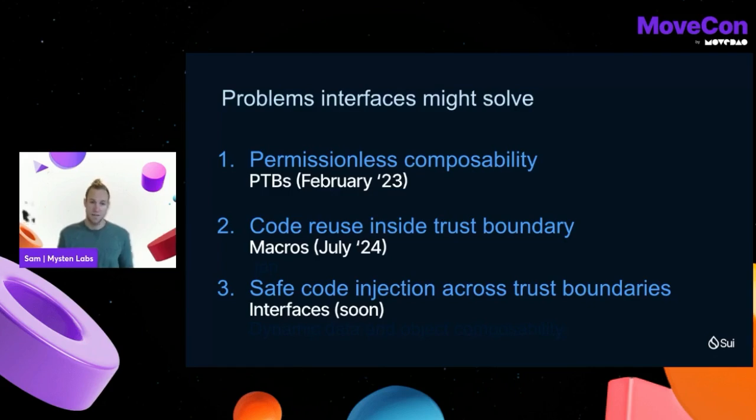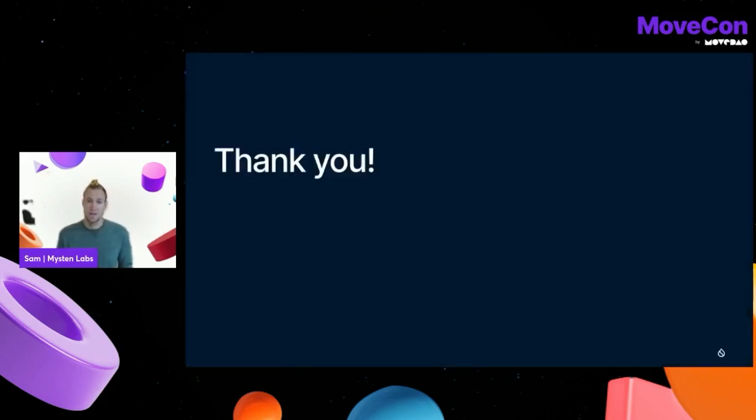So the last frontier in terms of interfaces is how do we do safe code injection across trust boundaries, which is something that we have a lot of ideas on, and I think is going to be coming into the language in some form soon.